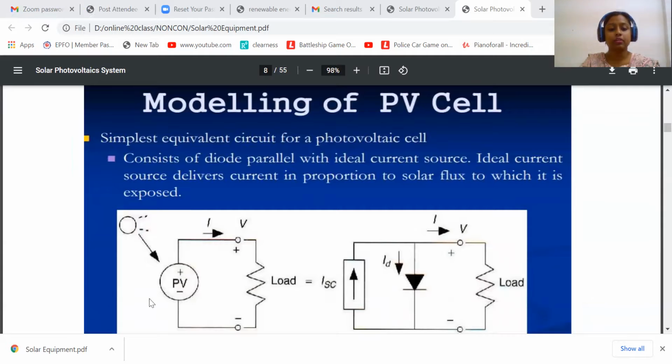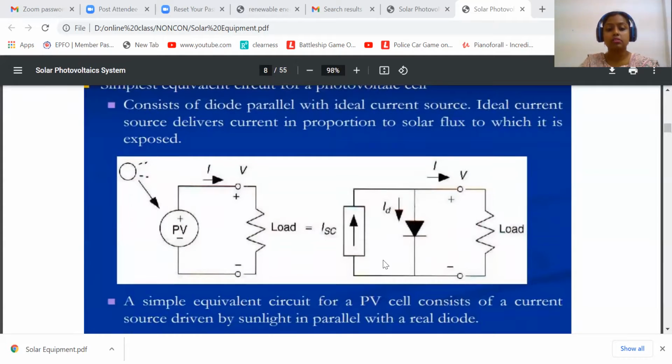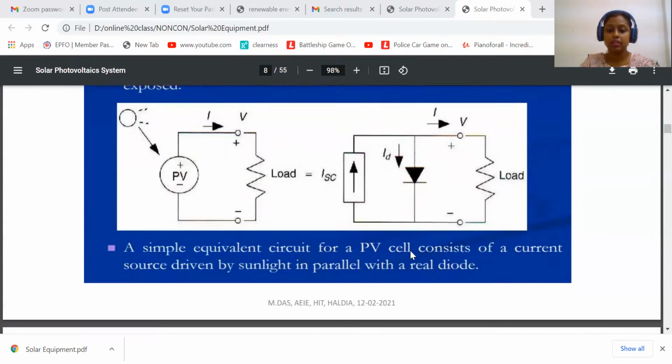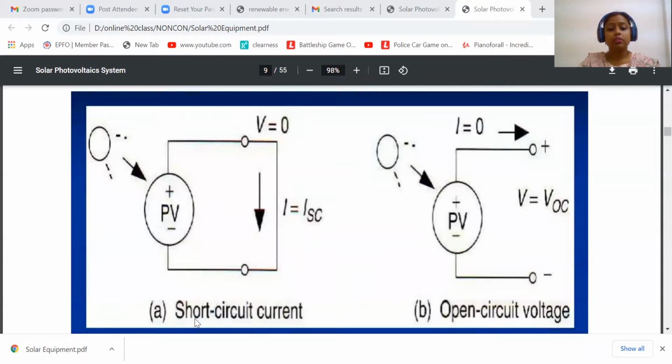This is a PV cell which generates current and serves a particular load. Its equivalent model is a current source driven by sunlight in parallel with a diode. This is the simple basic equivalent circuit of a PV cell. There are more complex models of PV systems, which are out of the scope of this lecture. Now we have different parameters for a particular panel.